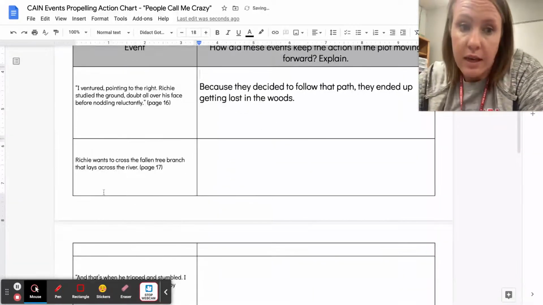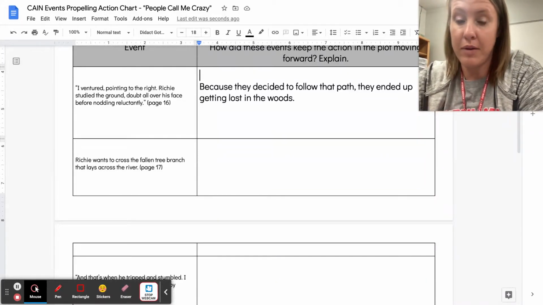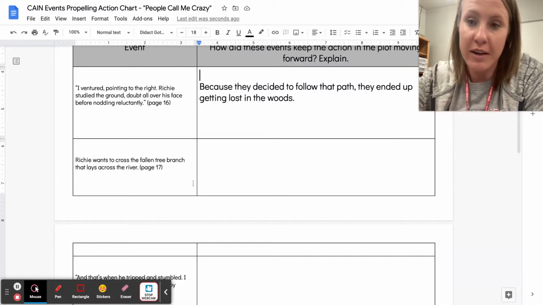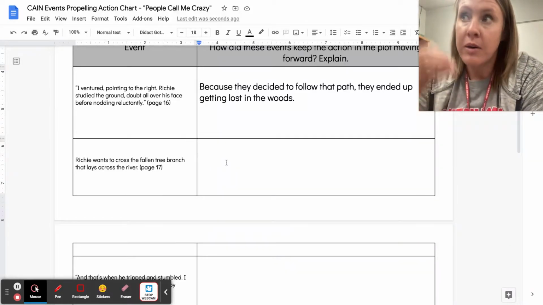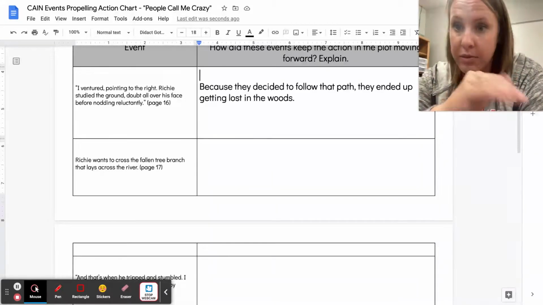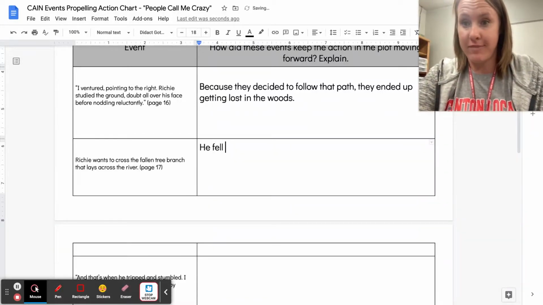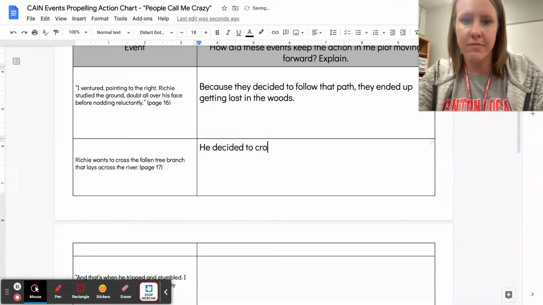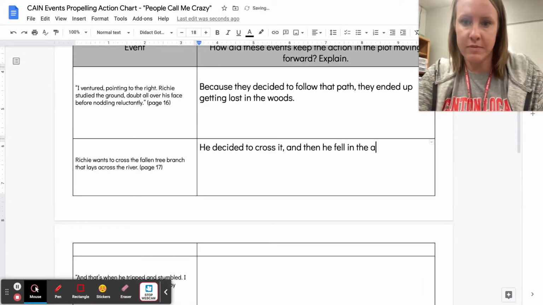The next thing, Richie decides that he's going to cross the fallen tree branch, and he's like, "That's a great idea." The entire time, Thatcher's like, "I don't want to watch this." He doesn't want to do it, but it's getting dark and they're arguing. So what happens after Richie wants to cross the fallen tree branch? If he wouldn't have done that, the plot would have stopped, right? But because he crossed the fallen tree branch, he fell into the water. First he decided to cross it, and then he fell in the water, right?